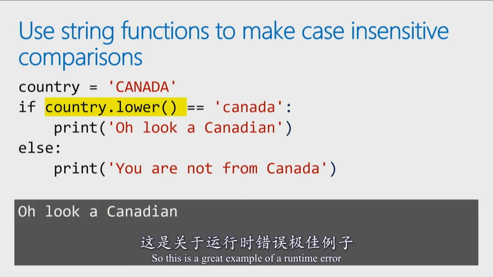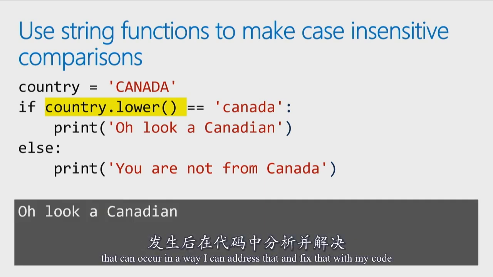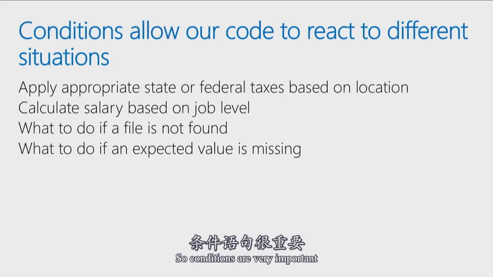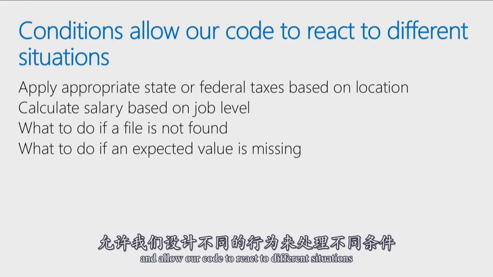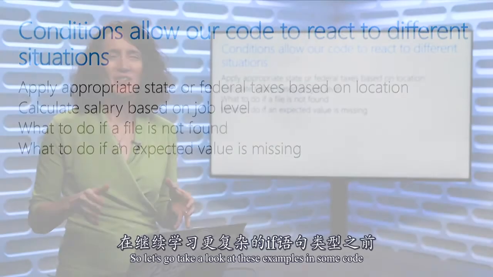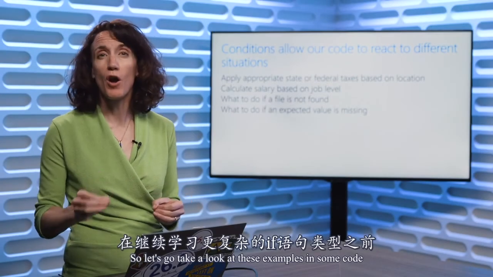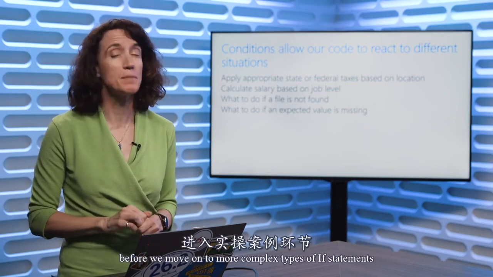So this is a great example of a runtime error that can occur and a way I can address that and fix that with my code. So conditions are very important and allow our code to react to different situations. So let's go take a look at these examples in some code before we move on to more complex types of if statements.